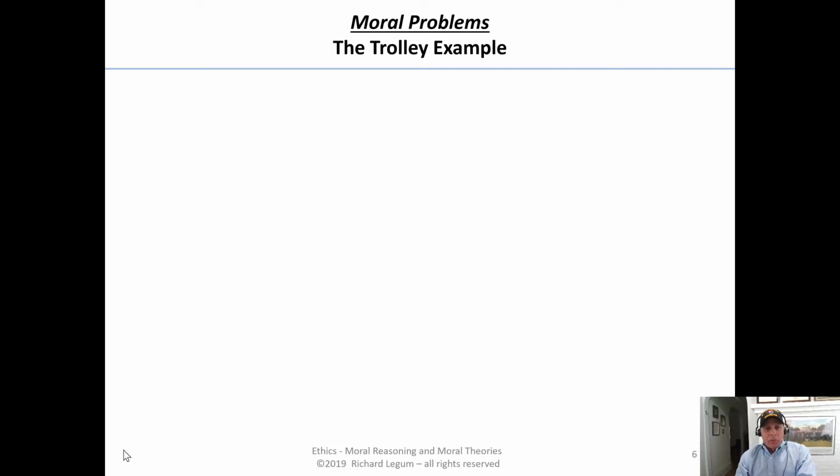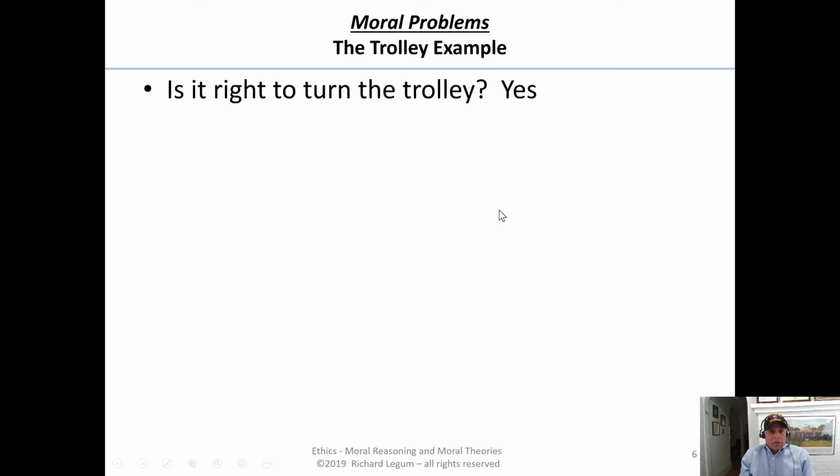Having briefly reviewed the examples, the trolley example and the fat man example, let's now take a look at the arguments that I asked you to formulate as an exercise. We're just going to go over the formulations. The first argument answers the question: is it right to turn the trolley? There was a majority opinion that said yes.